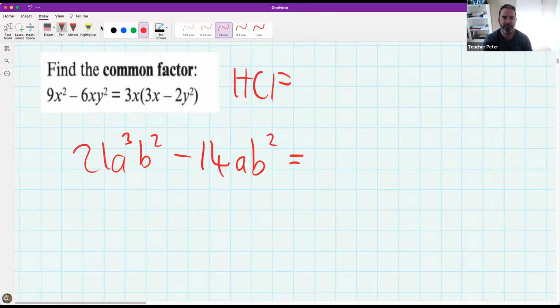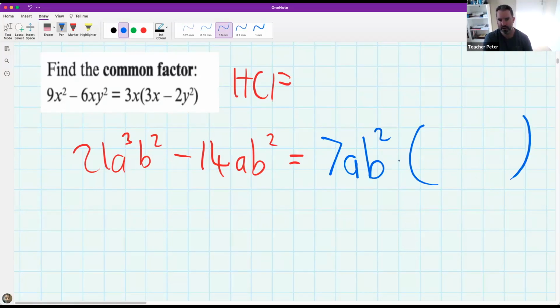So we scan for the highest common factor here. There's definitely a 7. There's definitely an a, and there's definitely a b squared. But now what goes in the other bracket? Well, we need a 3 to get all the way up to 21. We need another a squared, and that takes care of these two, and the b squared's already there.